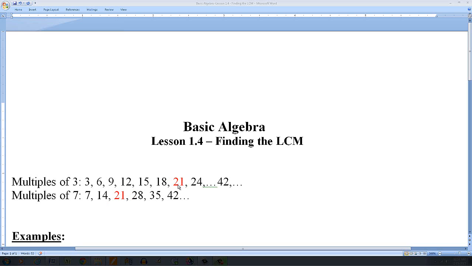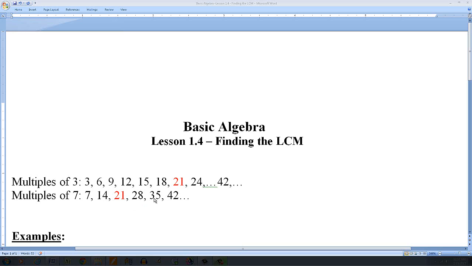So notice that 21 is a multiple of 3, and 21 is a multiple of 7. And that's the smallest number that's a multiple of both 3 and 7. Now, there's infinitely many numbers that are common multiples of 3 and 7. But if we're looking for the least common multiple, we want the smallest. So in this case, it's 21. Notice that if I continue the list of multiples of 3, I get to 42 over here, and 42 is also in the list for the multiples of 7. But we want the smallest, so this would be 21.